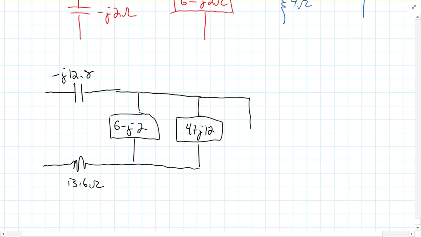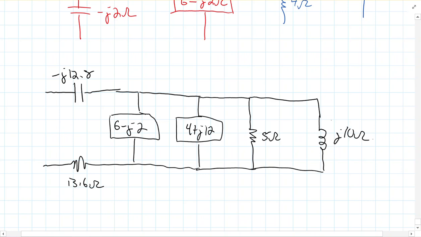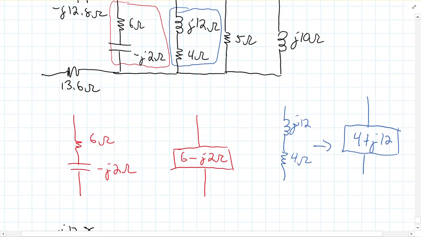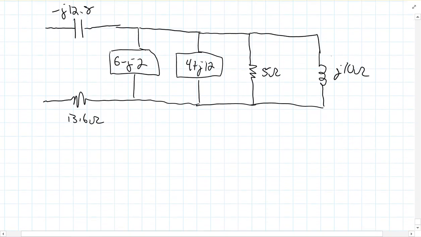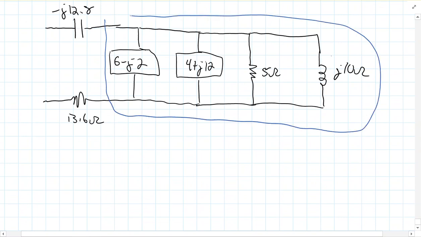And then my 5 ohm resistor. And my, whoops, that's not a capacitor, it's an inductor. J10 ohm inductor. Let me just double check to make sure. Yep, that's correct. Now what we should notice here is if I look at this right here, these are all in parallel.